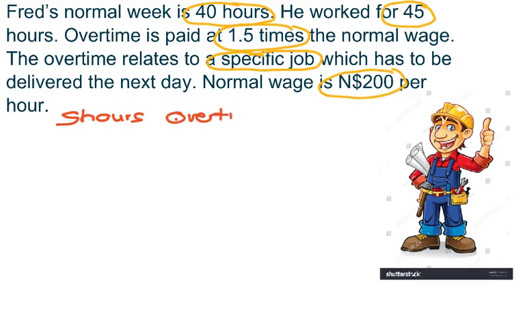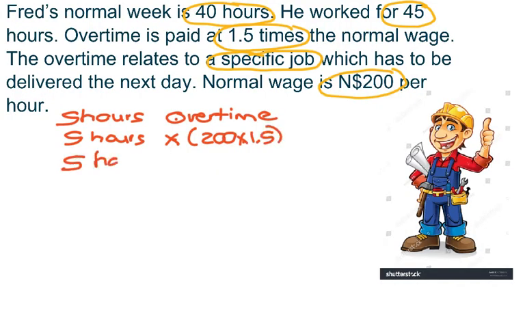All right, now can we calculate the total payment for this overtime? So I will say 5 hours times the normal wage times 1.5. So it will be 5 hours times $300. So the total overtime that I need to pay to Fred will be 1,500 Namibian dollars. So this is, in other words, what he will receive.